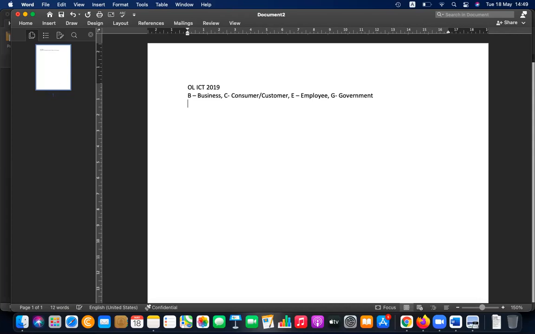Okay, B to B, for example, is business to business service. G to C is government to citizen or government to consumer. And G to E, government to employees, business to employees. Likewise, you can write anything using these four.